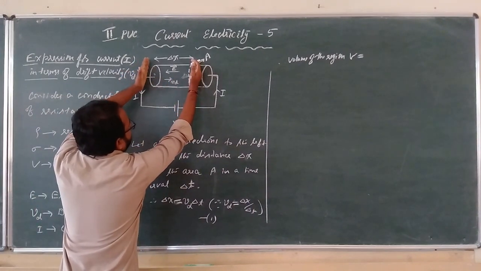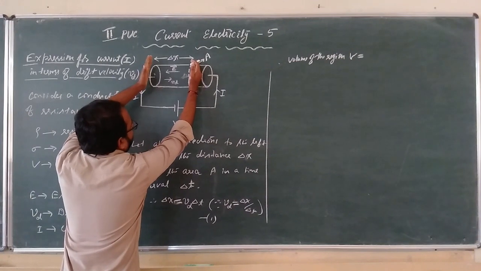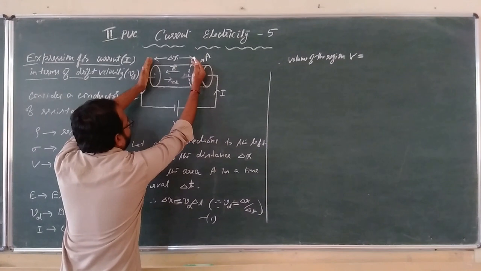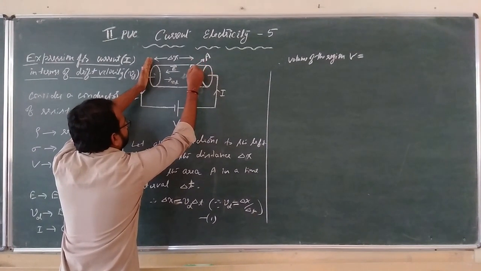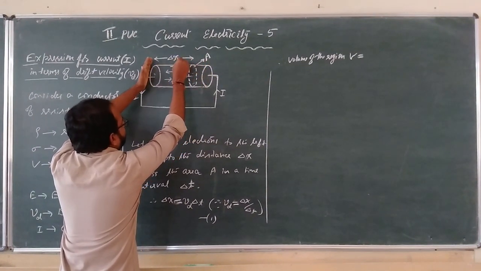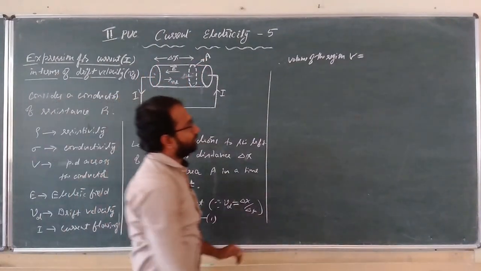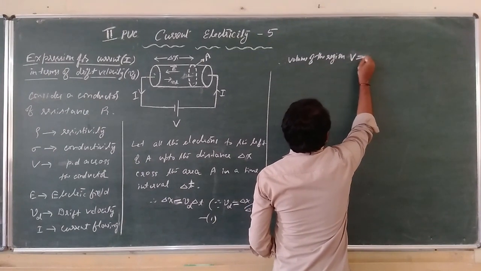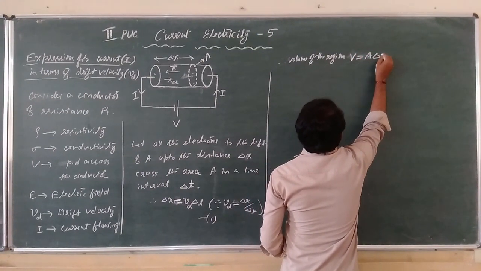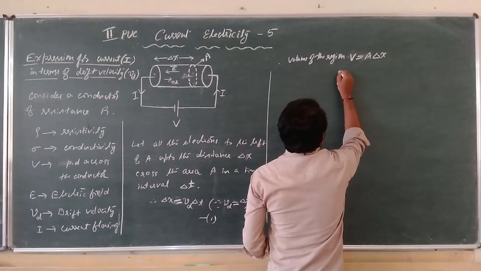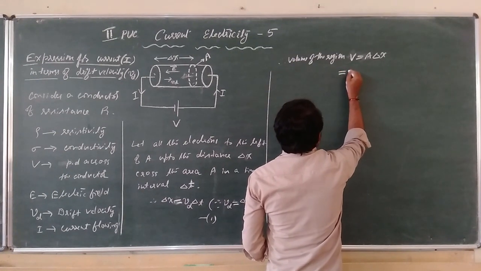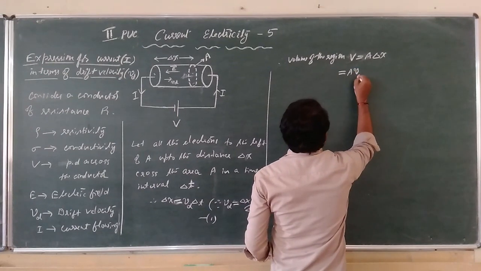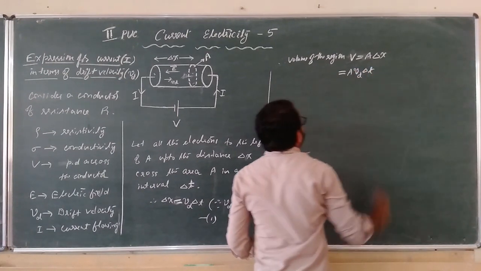If I consider this cylinder now, I want to calculate the volume of this cylinder. Area of cross section of the end of the cylinder is A, the height of the cylinder is delta x, therefore volume V is equal to A into delta x, or that is equal to A Vd into delta t.